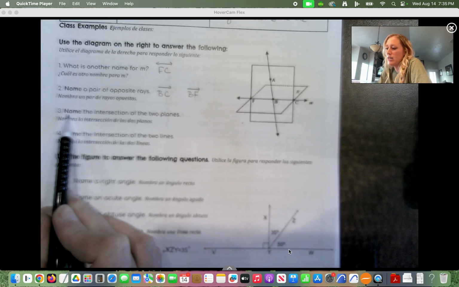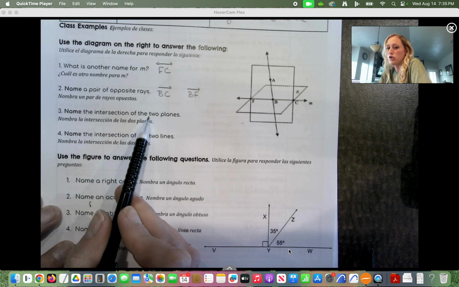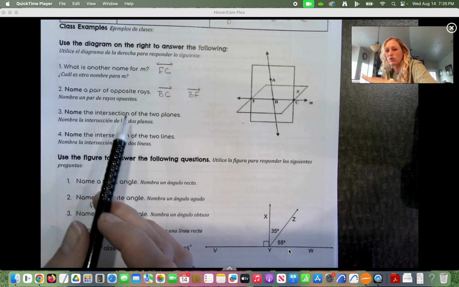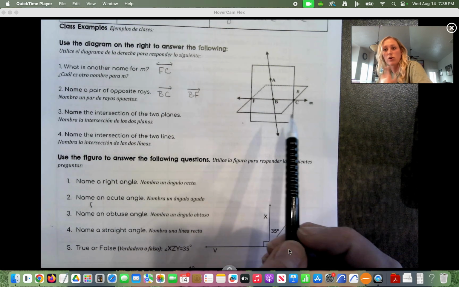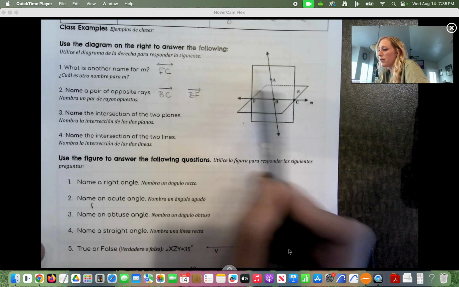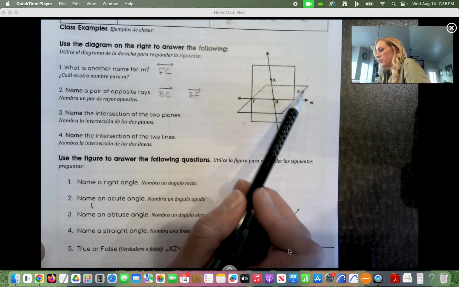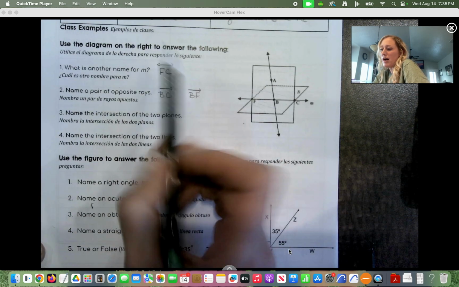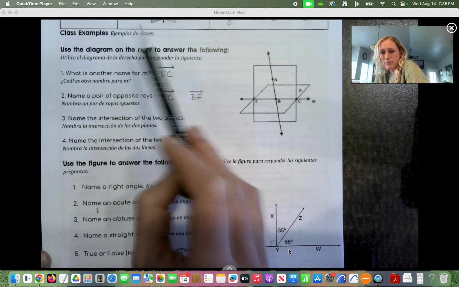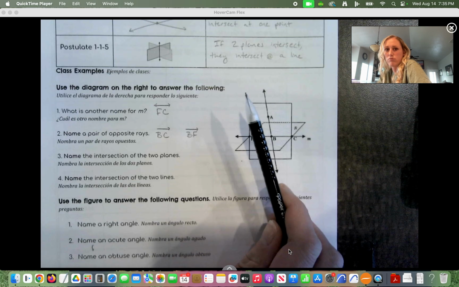Okay, number 3. Name the intersection of the 2 planes. Remember, these rectangles or parallelograms are what we use to represent planes, since we can't actually draw something that goes forever. So I have this plane right here, and this other one cutting through it in the middle. So remember the postulate 11-5, actually right up here.